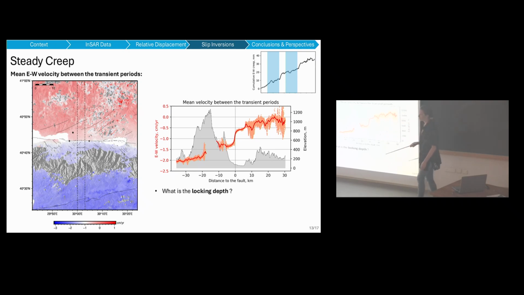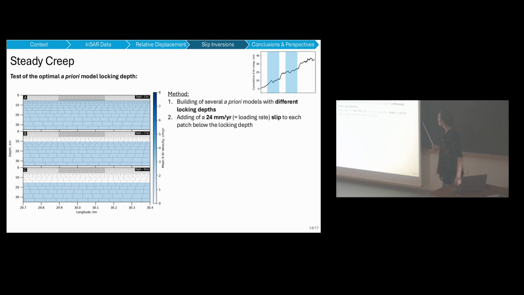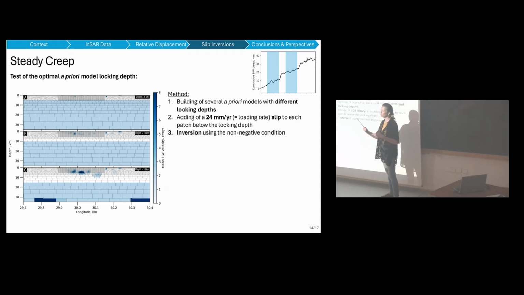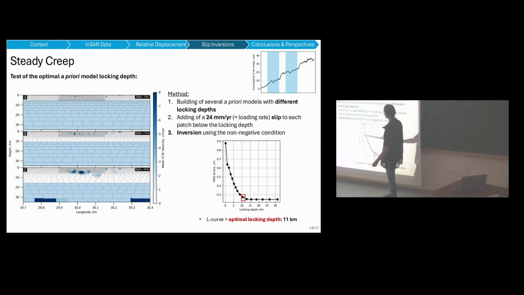But what is the locking depth for our study period? So to estimate the optimal locking depth, we try to use different a priori models. So the idea is to build, for example, an a priori model with a locking depth of 5, 11, or 16 kilometers. We put all the patches below at the loading rate. Okay. After, we run the inversions using a non-negative condition because we know that it's a pure strike slip motion. And after that, we can compute the root mean square errors between the model predictions and our data.